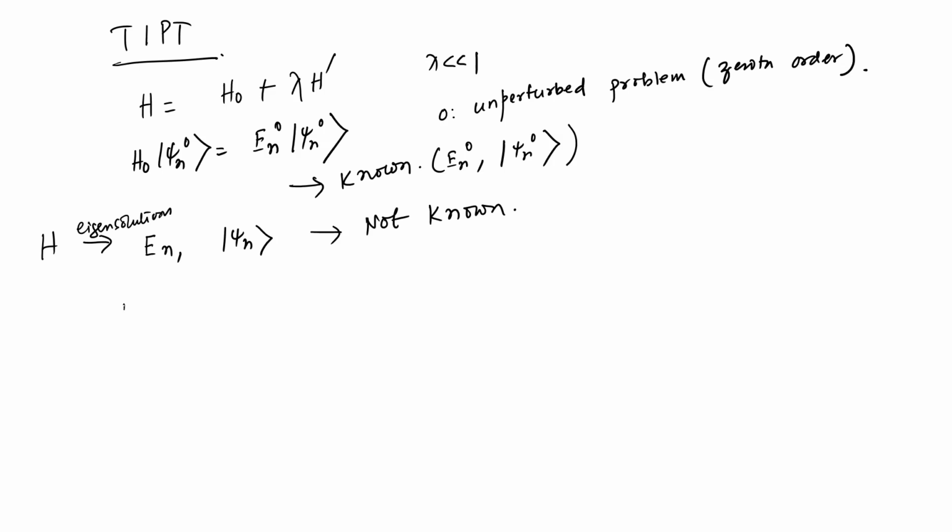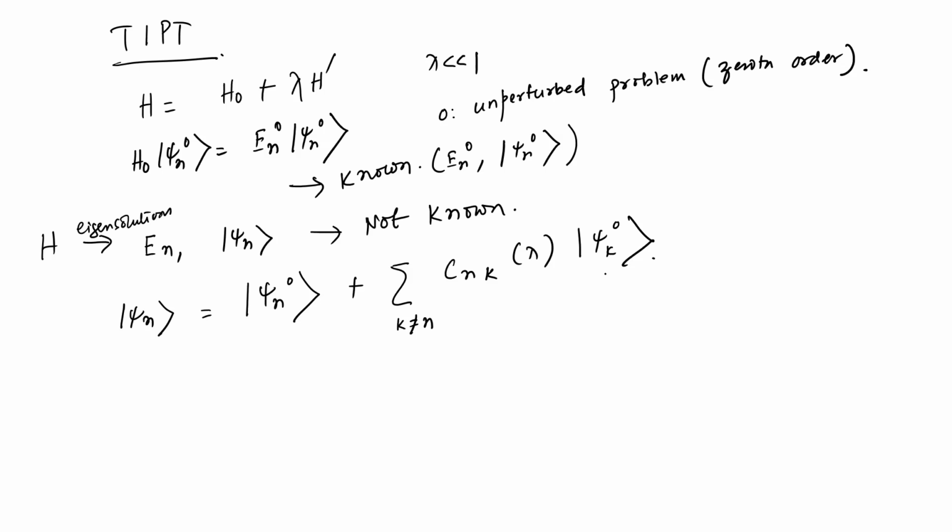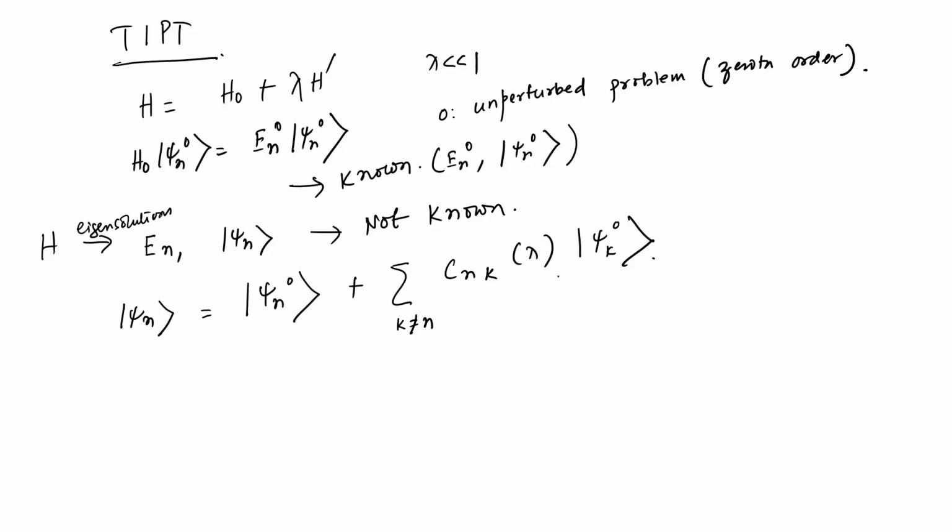which means the Hamiltonian has these as the eigenvalues and the eigenvectors, and that is not known. So, what we do is the following: the one that we do not know, we write that as the one that we know, psi n 0, plus some unknown coefficients, sum over k not equal to n, C n k, which is a function of lambda, times psi k 0. Okay. So, whenever you see a 0, you understand that 0 corresponds to the unperturbed problem or the 0th order problem. Okay. And C n k is basically the coefficients that are unknown, and C n k is a polynomial in lambda.